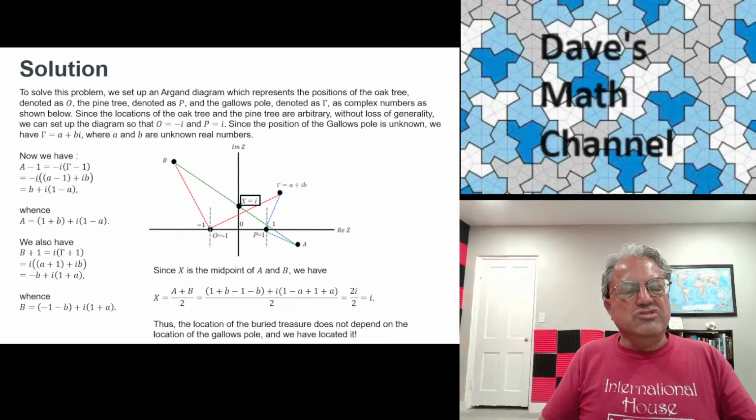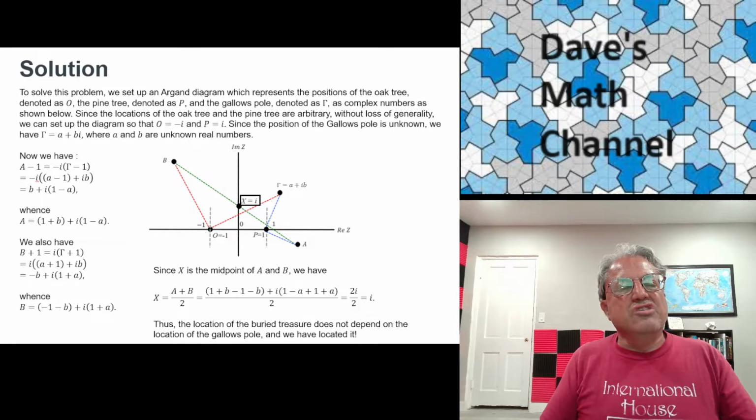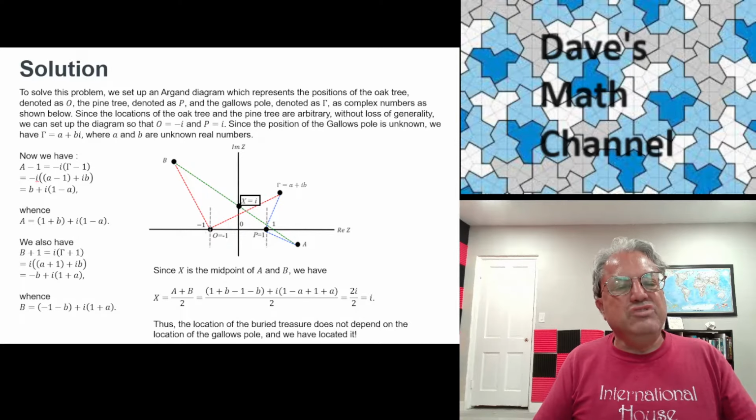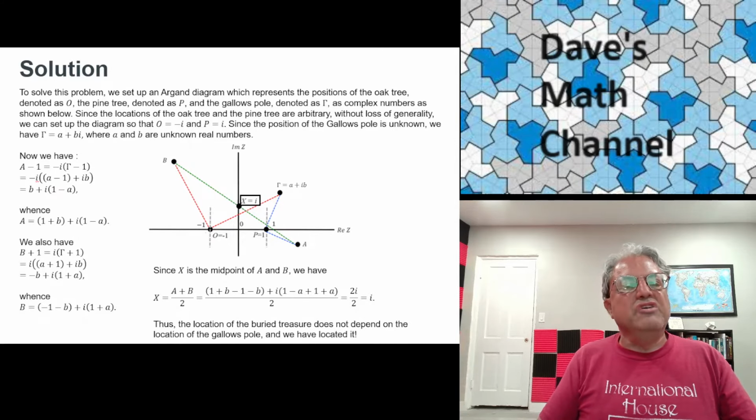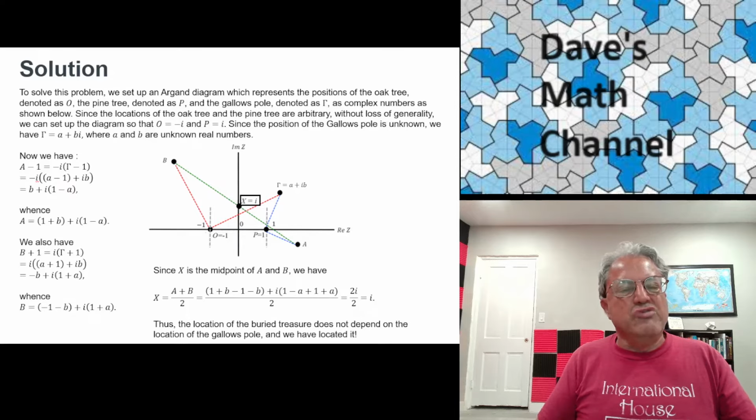And then what you do is you just follow these instructions. You represent everything as a complex number. So we write gamma for the gallows pole, which is kind of clever because the gallows pole looks sort of like the letter gamma. So you let gamma just be a plus ib. We don't know what a and b are. They're arbitrary real numbers, but we don't know what they are. They're unknown. But that's okay. We just represent gamma as this arbitrary complex number.